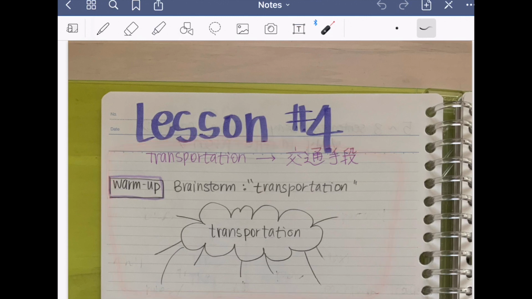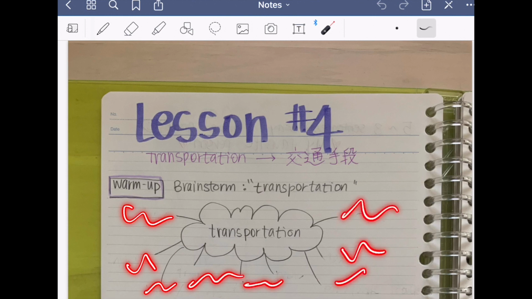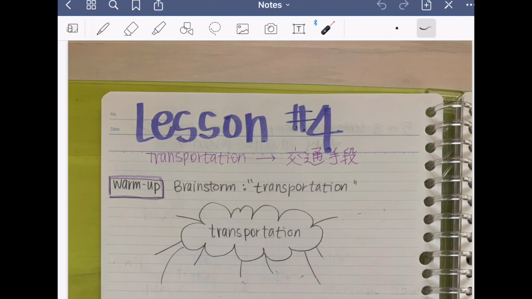So now what you guys need to do is pause the video and then brainstorm on your own. When you're finished, go ahead and you can start the video again. Okay? All right, have fun. Write as much as you can. And if you can't think of the word in English, you can try to draw a picture. That's fine too. All right, guys, we are back from doing our brainstorm activity.